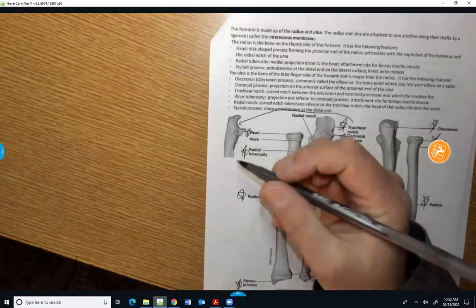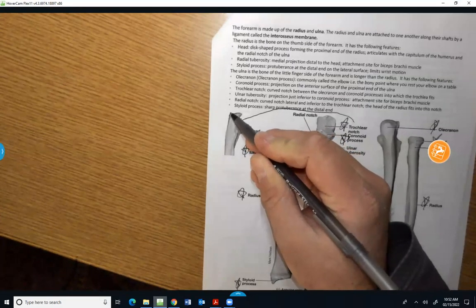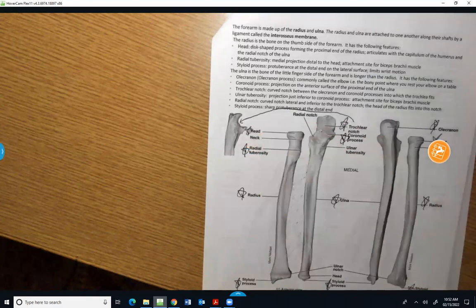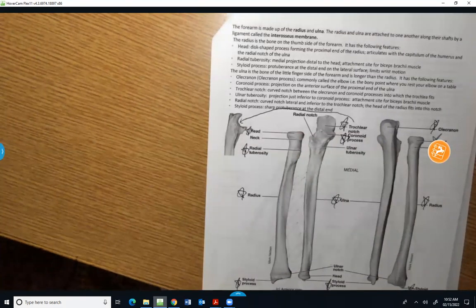Now that olecranon process is basically all of this, which includes this point. That point is the point of our elbow. When you put your elbow on a table and feel that knob on the back of your elbow, that's what you're feeling: the olecranon, or olecranon process.